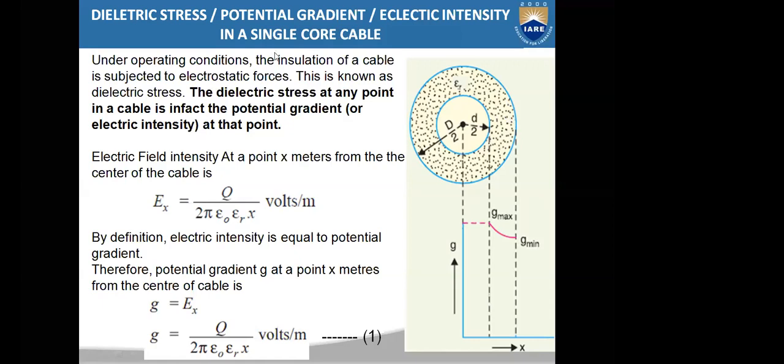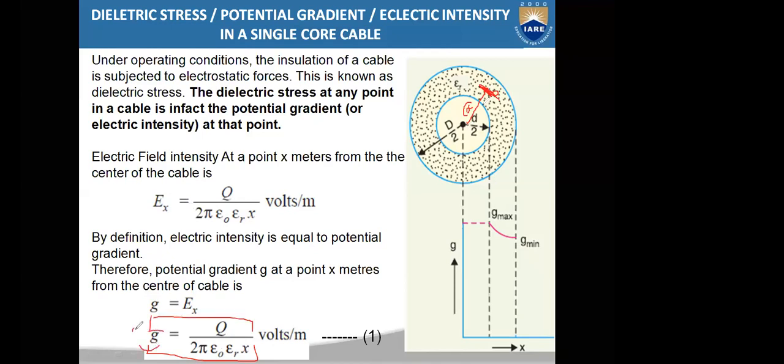Now let us calculate the dielectric stress at a distance x meters from the center of the conductor. Consider one point P on the insulation at a distance x meters. The dielectric stress at a distance x meters is g equal to Q by 2 pi epsilon naught epsilon r x. What is x here? The distance. Depending upon this distance, the g value will change.